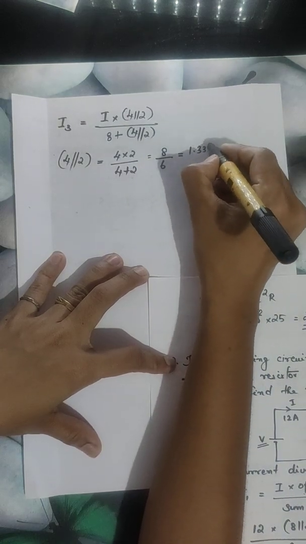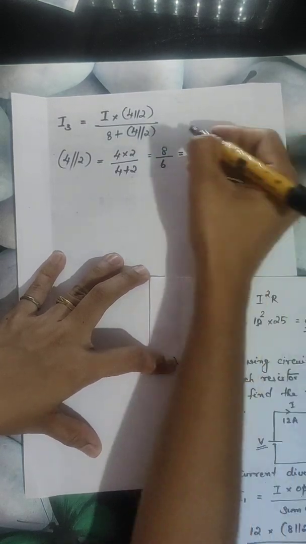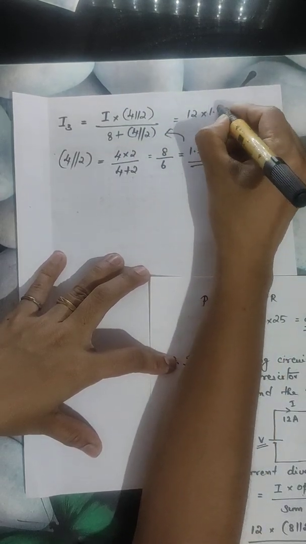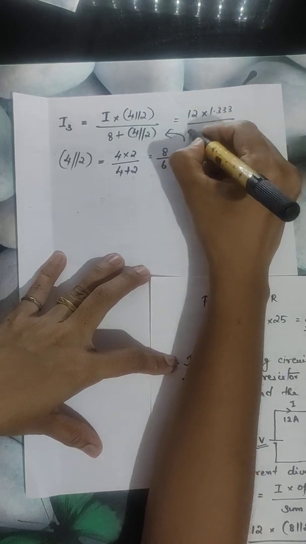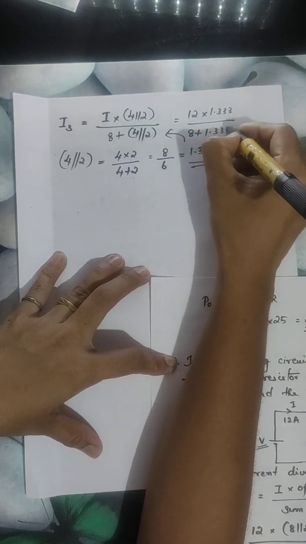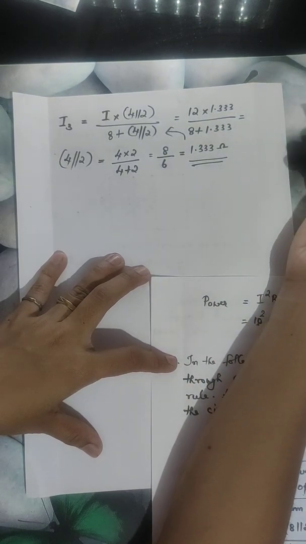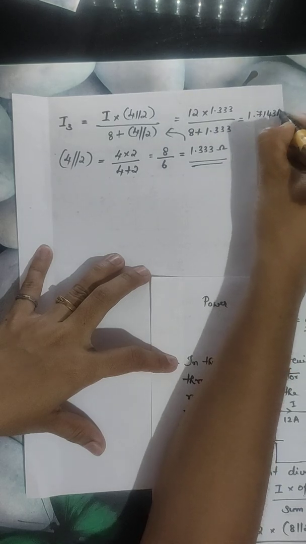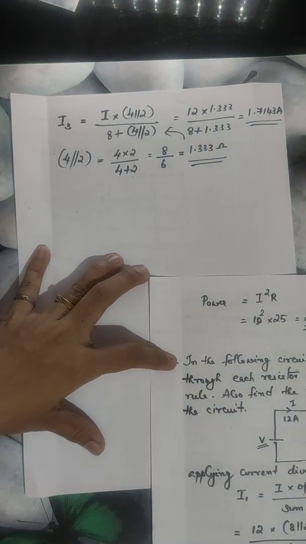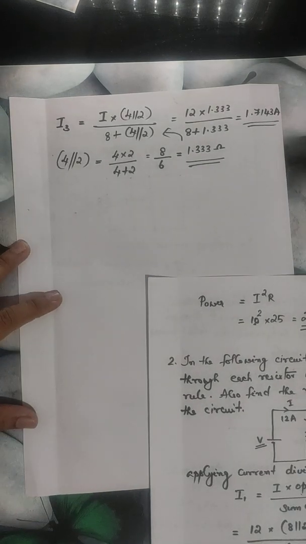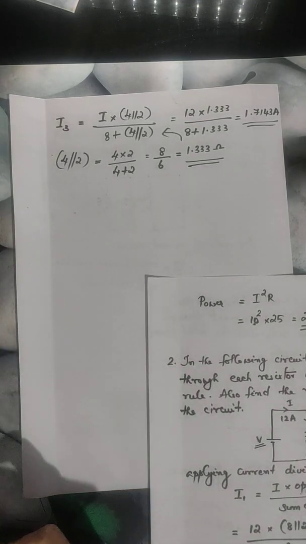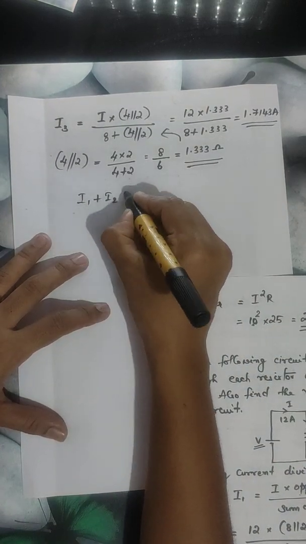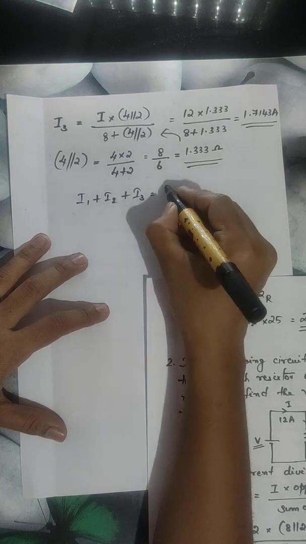1.333 ohm. Now substitute this value here. We will get total current 12 into 1.333 divided by 8 plus 1.333, which is equal to, the answer will be 1.7143 ampere. So this is the value of I3. So now we have calculated all the currents I1, I2 and I3. So we can check whether I1 plus I2 plus I3 equals 12 ampere.